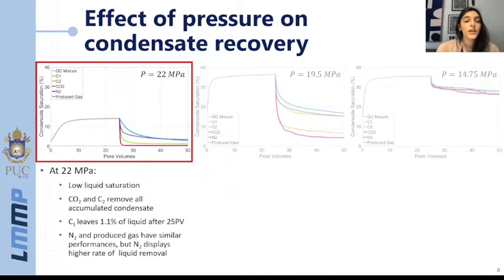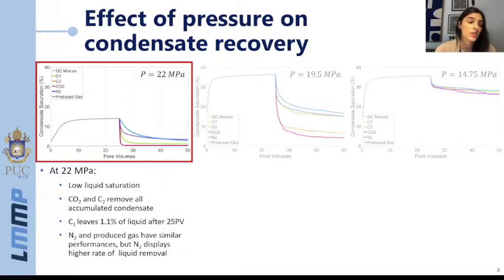Then the second thing we can see is that CO2, the curve in pink, and C2, the curve in orange, remove all the accumulated condensate. And that happens super fast. So we can see that in the first 4-5 volumes of injection, we already have close to zero liquid in the network.